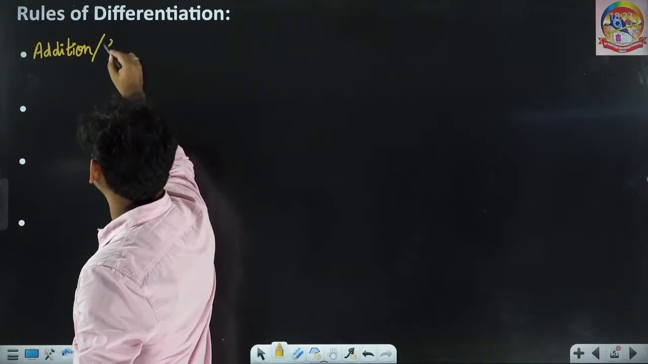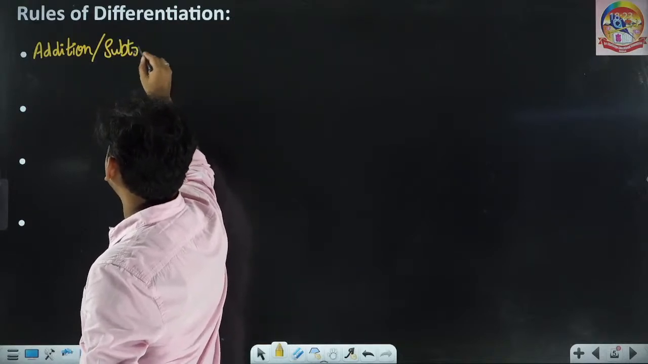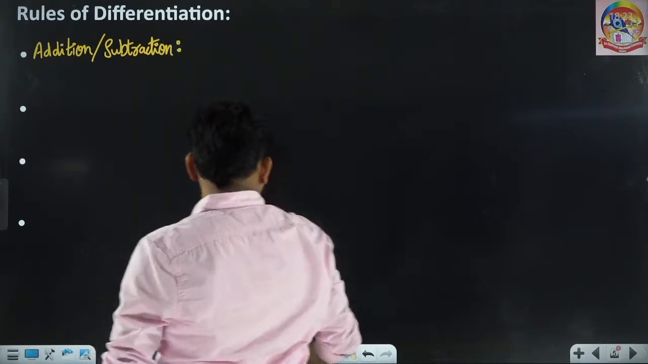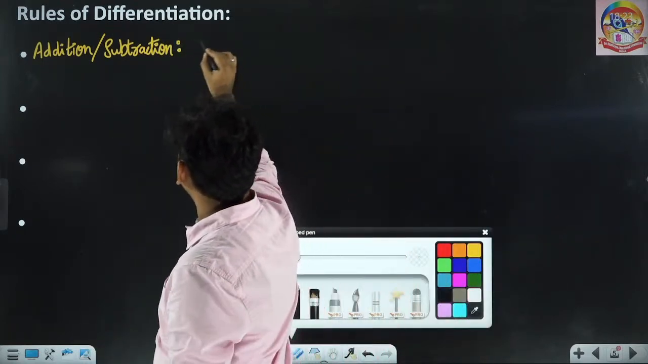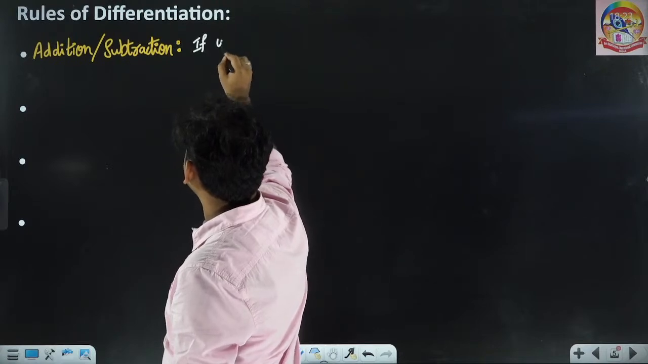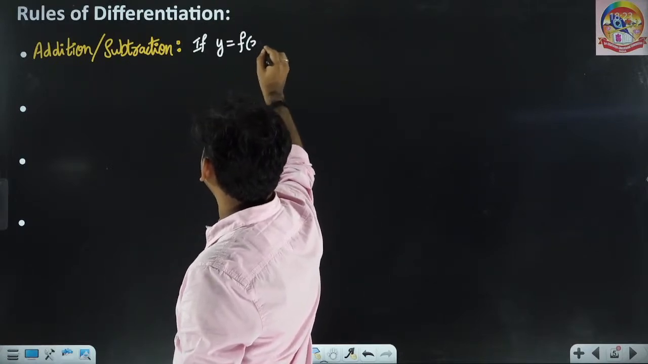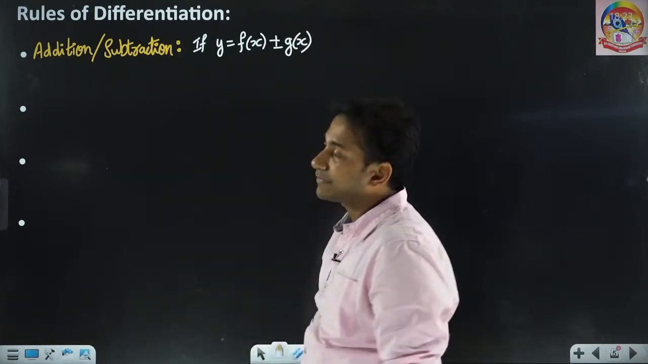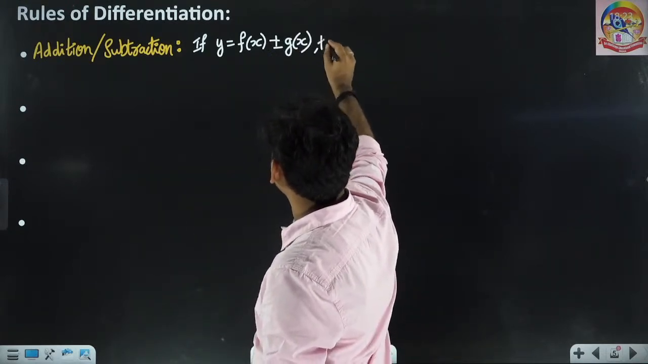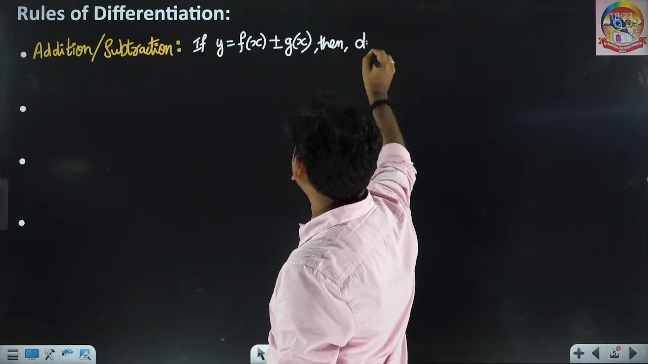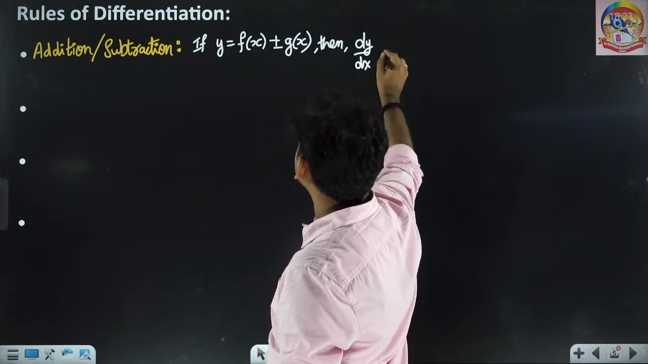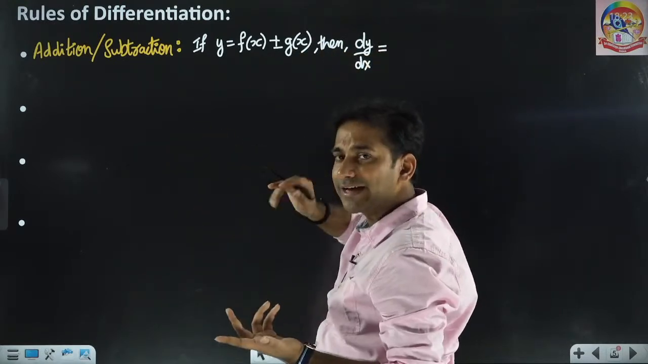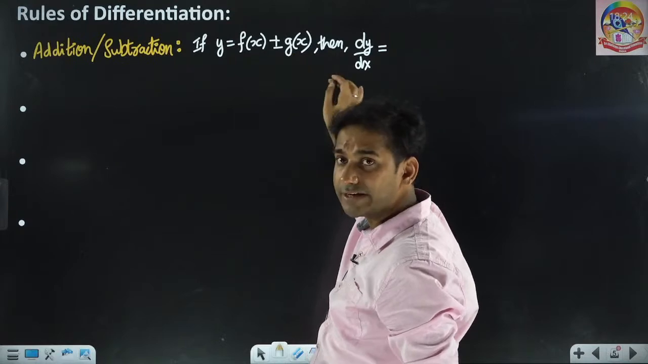Addition or subtraction. If two functions are being added or subtracted, then what to do? For example, if y is the addition or subtraction of two functions, f(x) plus or minus g(x), and you want to differentiate it, dy by dx, then what you have to do is very simple. You have to differentiate both the terms independently.